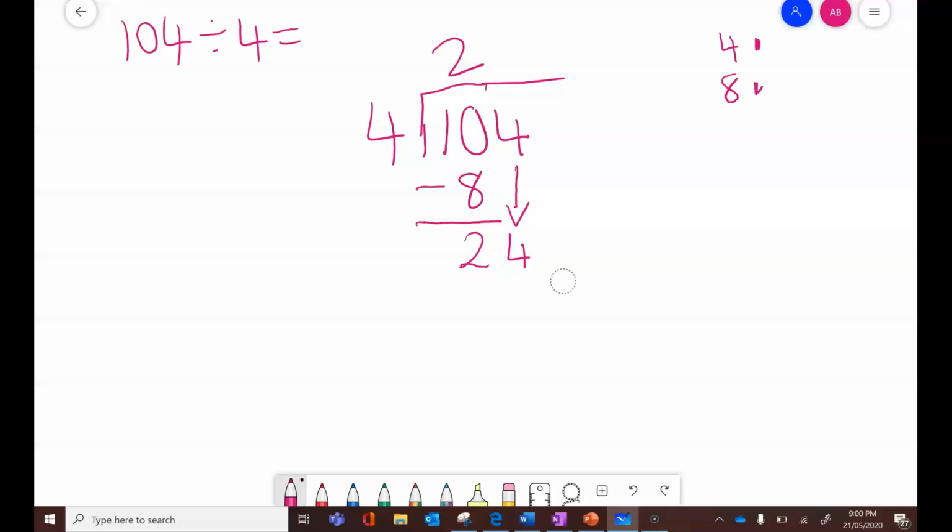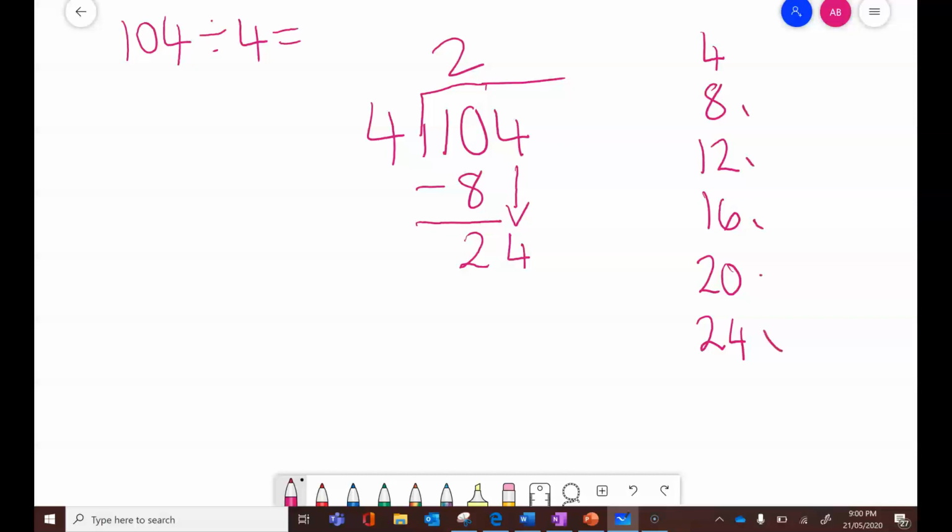24 divided by 4, well, that's actually an easy one because it does divide quite nicely. So we can do 4, 8, 12, 16, 20, 24. So I'm skip counting by 4s. How many sets of 4 is that? Well, 1, 2, 3, 4, 5, 6. So I've made 6 sets of 4. And then I check that. 6 sets of 4 is 24. So I take away 24. And I know I'm finished dividing because I'm down to 0.